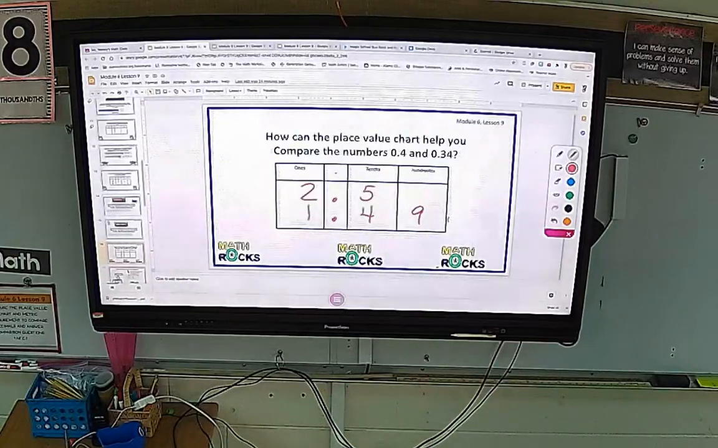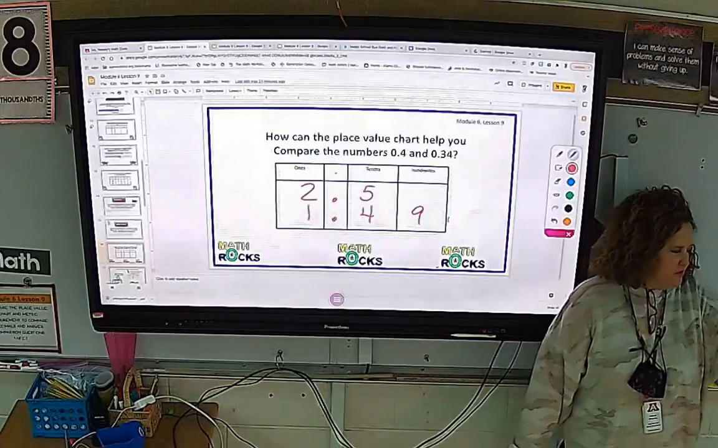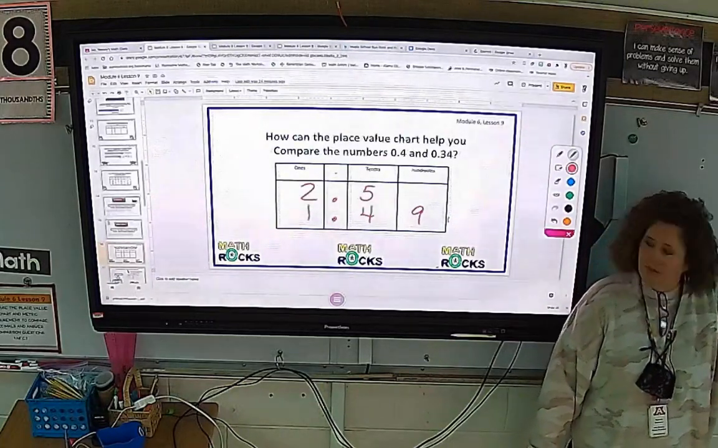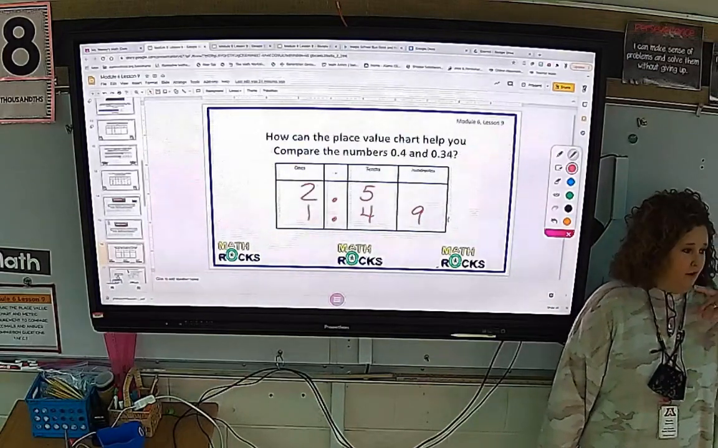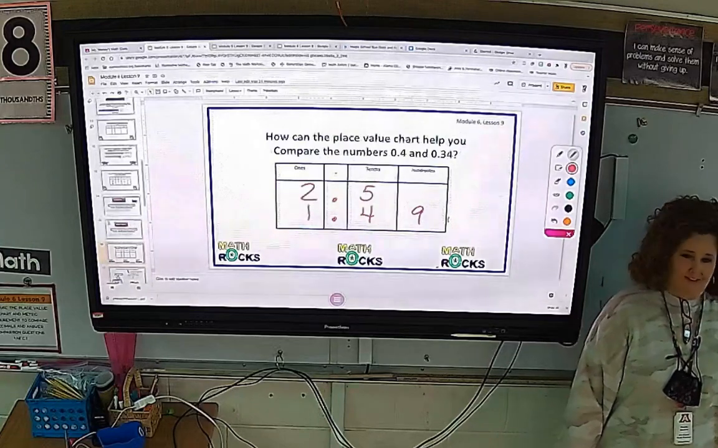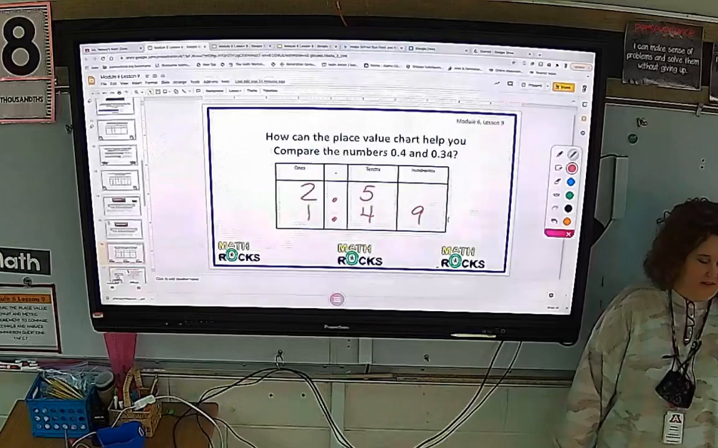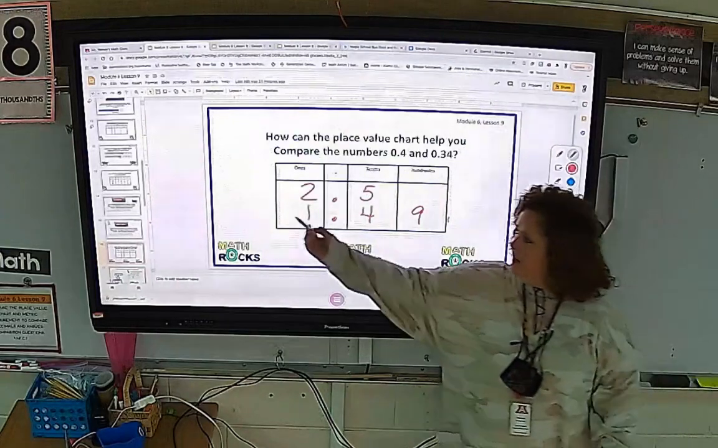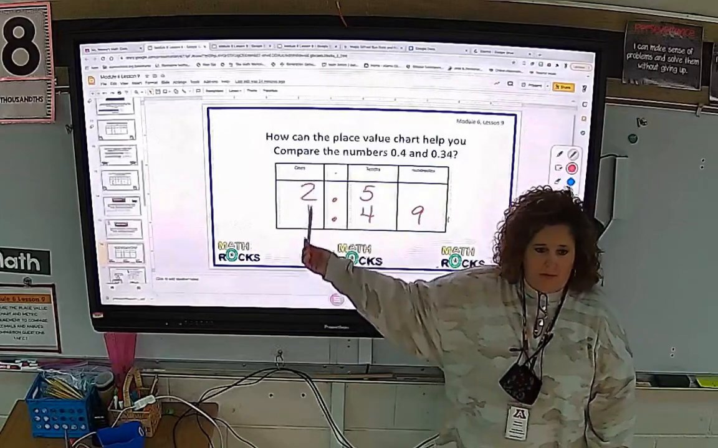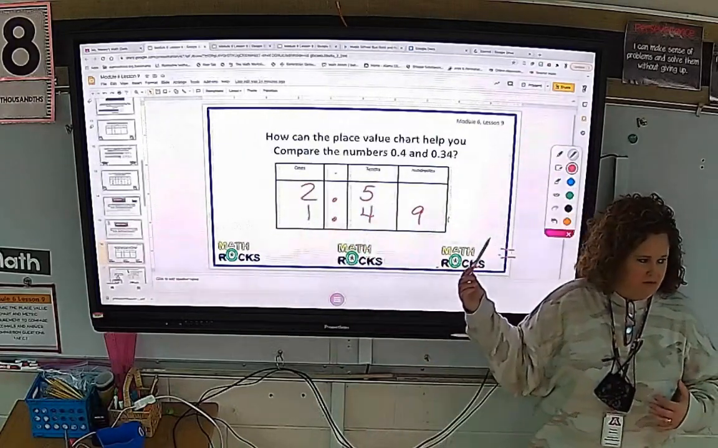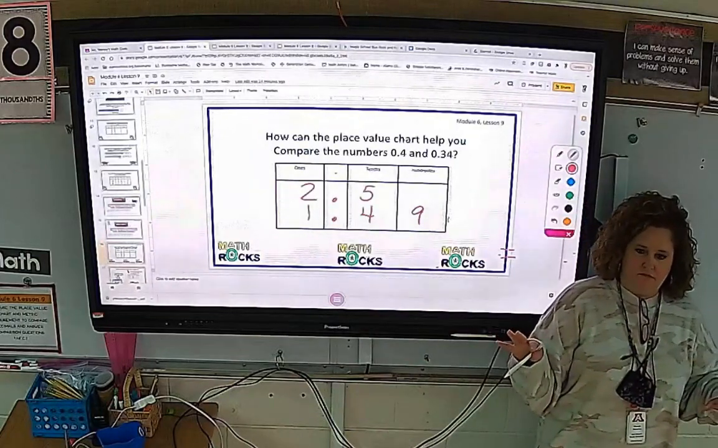But if your number has a decimal place, it changes everything. Which number was larger? Mine, the 2.5. Why? Because the ones place has a bigger digit. Starting on this side, if these have a bigger digit, we don't have to keep going. 2 is bigger than 1. Stop right there.